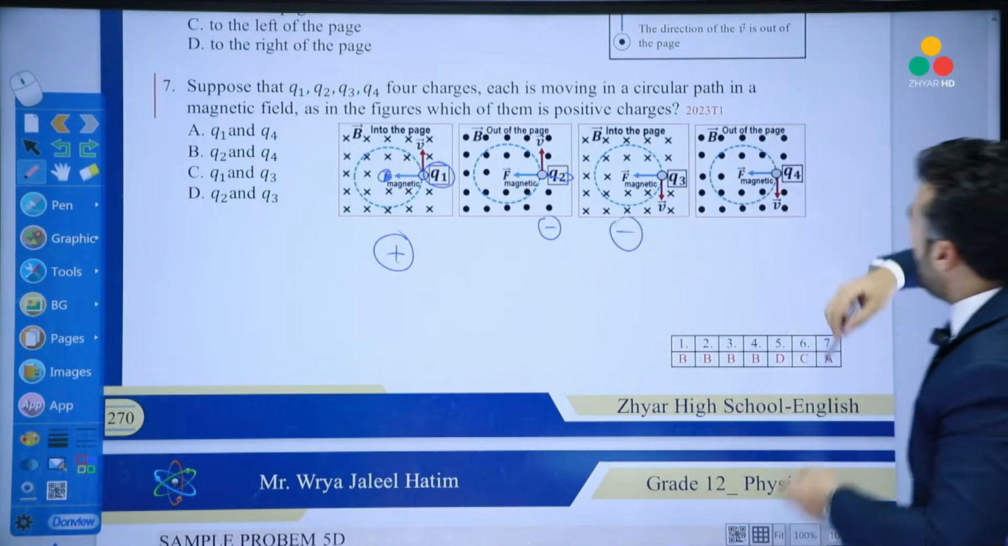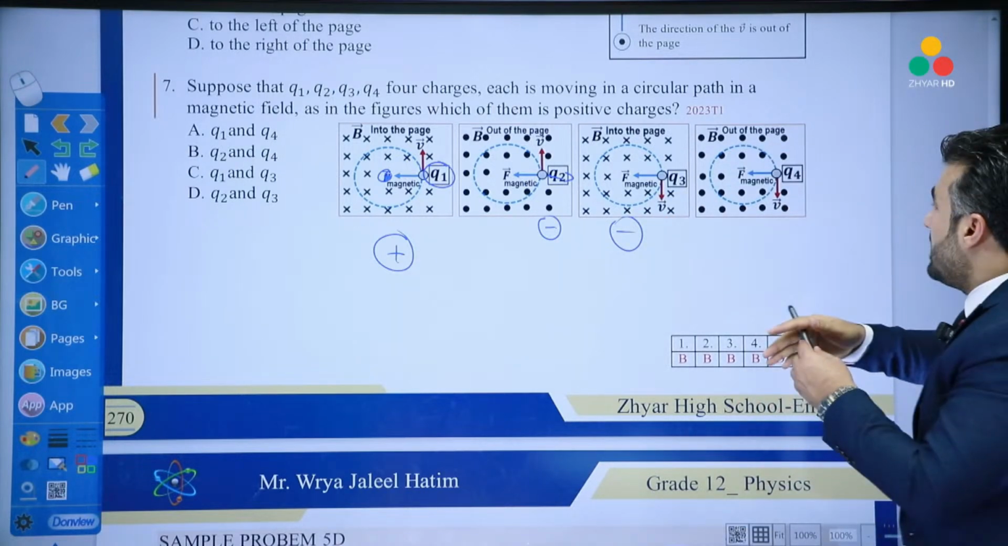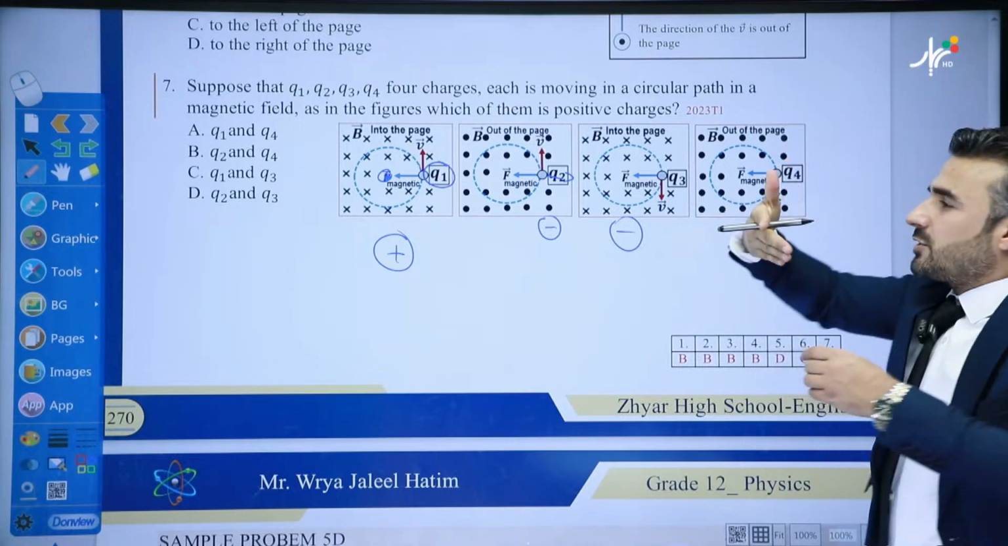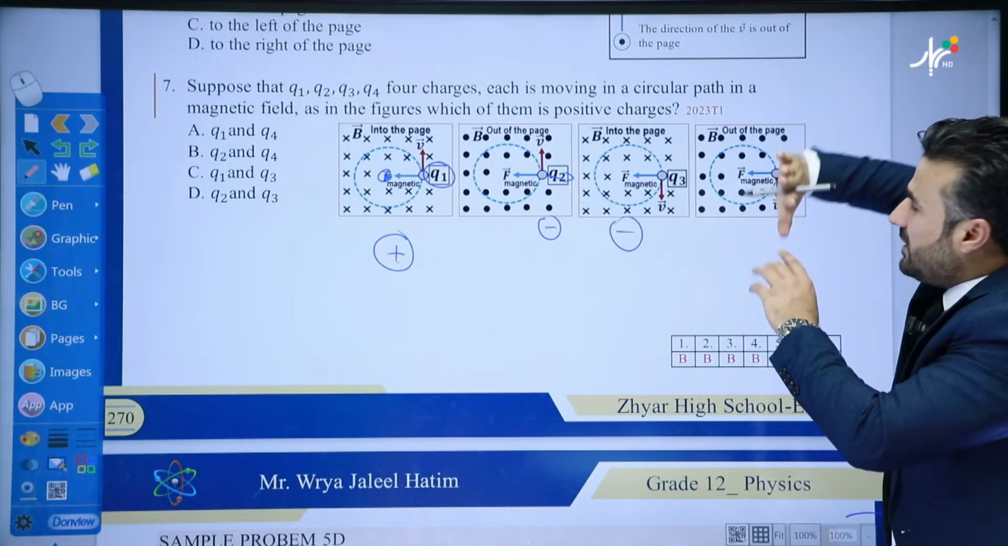Okay, what about the fourth charge here? The direction of the magnetic field is out of the page. Okay, what about the direction of the motion? The direction of the motion is downward, you can see.